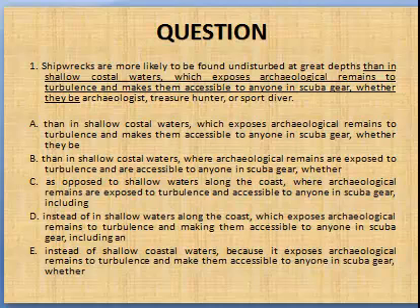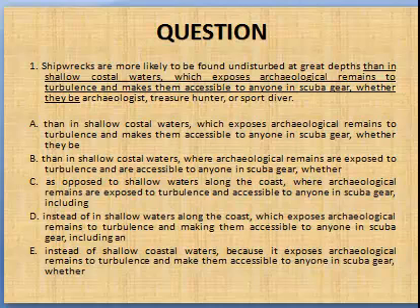So the first one says that shipwrecks are more likely to be found undisturbed at greater depth than in shallow coast waters, which exposes archaeological remains to turbulences and makes them accessible to anyone in scuba gear, whether they be archaeologists, treasure hunters, or sport divers. So they're talking about something that remains undisturbed at greater depth. So let's try to look into it.